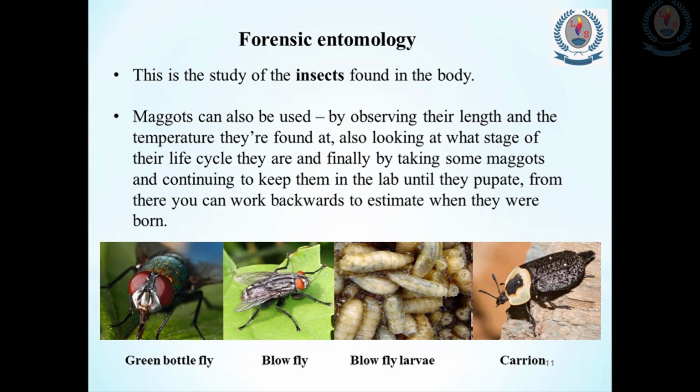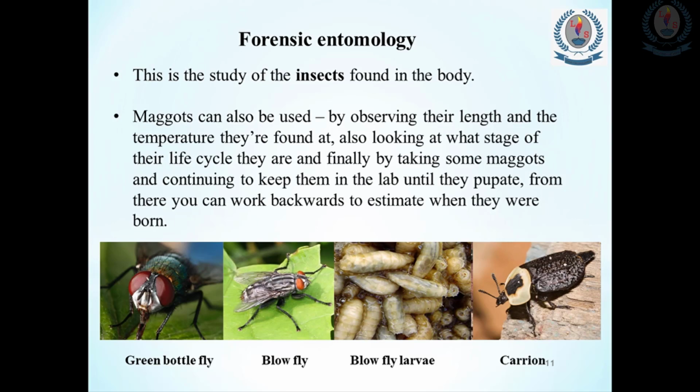Right. Next one is forensic entomology. So this means the study of insects found in the body. So here in the diagrams you can see green bottlefly, blowfly, larvae of blowfly and carrion. These are the insects which are attracted to dead bodies, and they are feeding on these dead bodies.